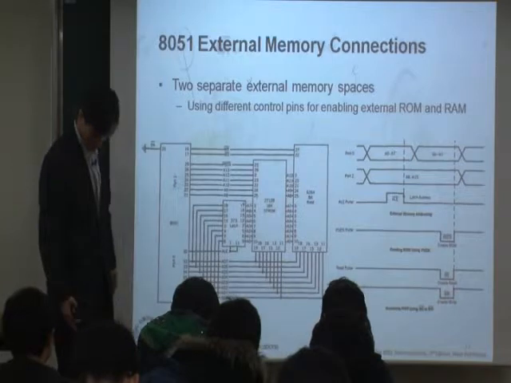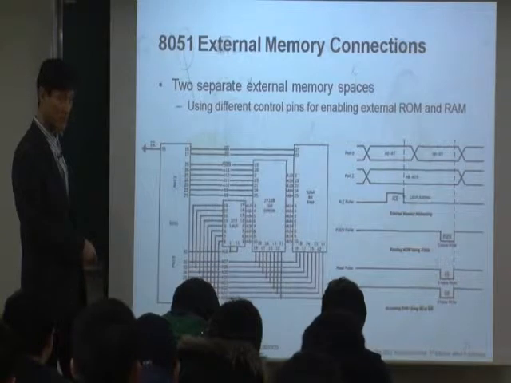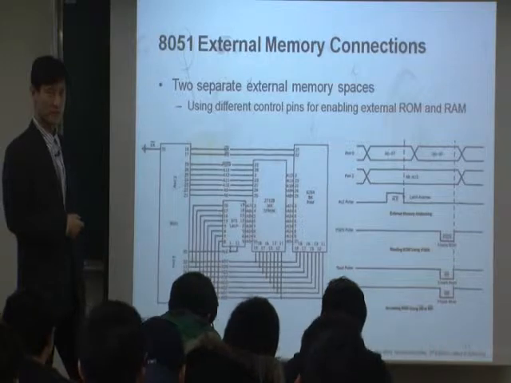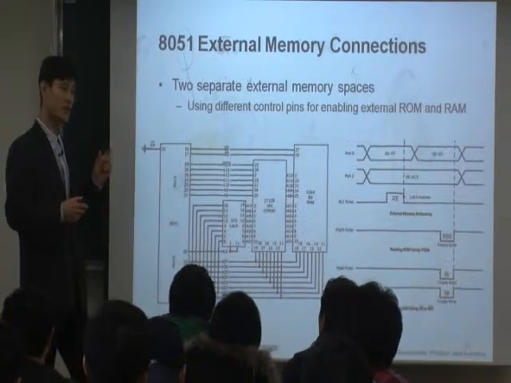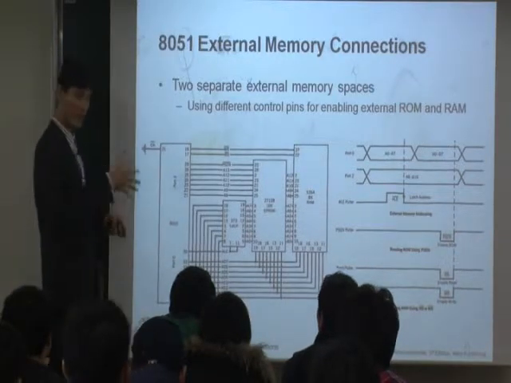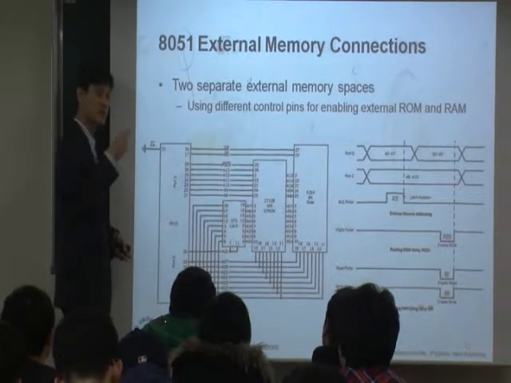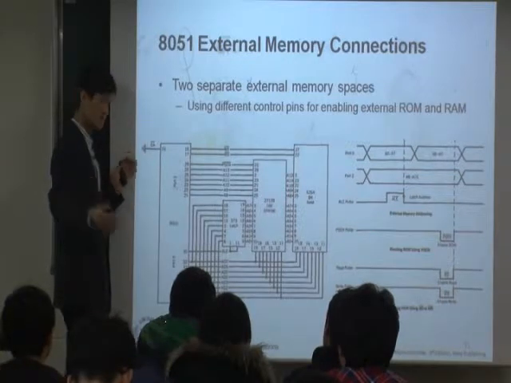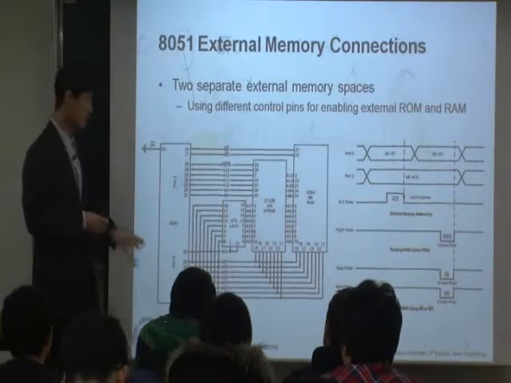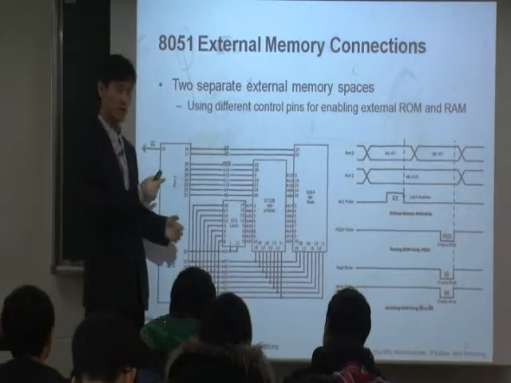Now, you may want to ask a question. For data, we only use port 0, but for address, we use port 0 and port 2. Why? Because remember that the data we use is 8-bit, but the address space is 16-bit. Each port is 8-bit, so for address you need 2 ports, but data is 8-bit, so you need only 1 port for data.